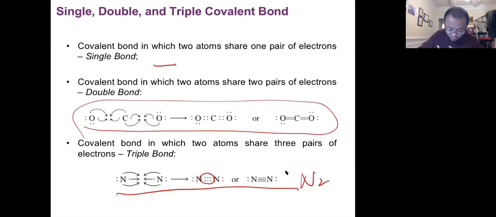But if you look at the structure, triple covalent bond means what? 6 electrons. And each nitrogen also has a lone pair, non-bonded. So everybody gets satisfied. 8: 6 plus 2, 6 plus 2. That's why nitrogen exists in nature as N2. And nitrogen is very stable because of the triple bond.